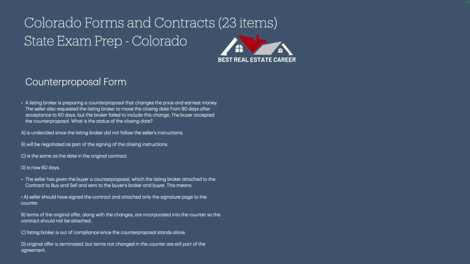So your questions. A listing broker is preparing a counter proposal that changes the price and the earnest money. The seller also requested the listing broker to move the closing date from 90 days after acceptance to 60. But the broker failed to include this change. The buyer accepted the counter proposal. What is the status of the closing date?